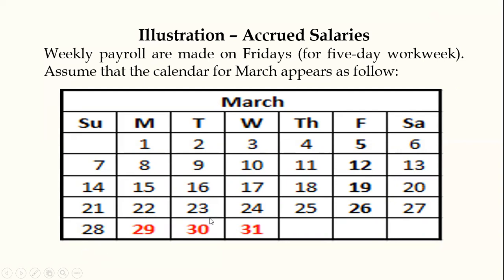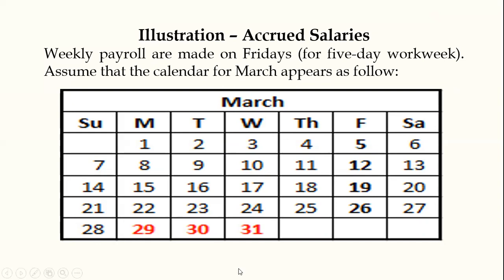Nagtrabaho ka ng 22, 23, 24, 25, 26, bago ka umuwi ng 26, mayroon kang sweldo. Ngayon nagka-problema, no? Because ang March, mayroong 29, 30, 31. So it means, itong 29, 30, 31, dapat mayroong 1 and 2. So sa April 2 ka dapat sisweldohan. But this 29, 30, and 31 ay expense for the month of March. That's why we need to make a record for the expense for these 3 days for March.